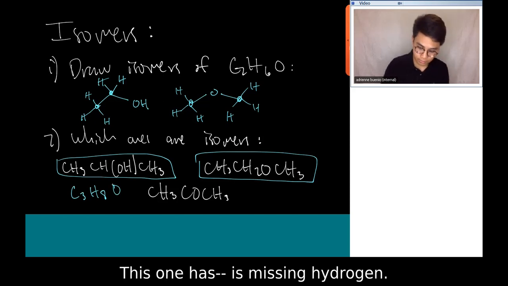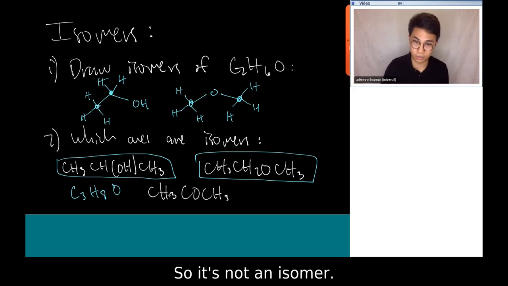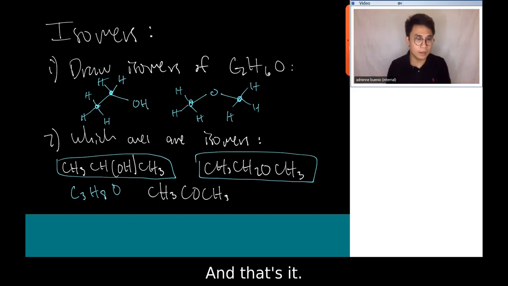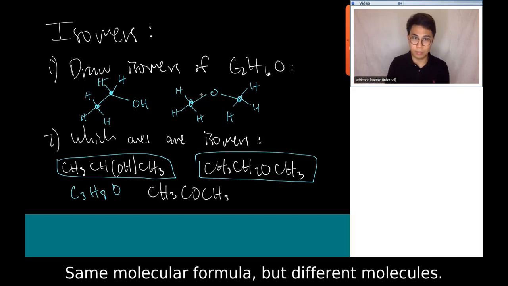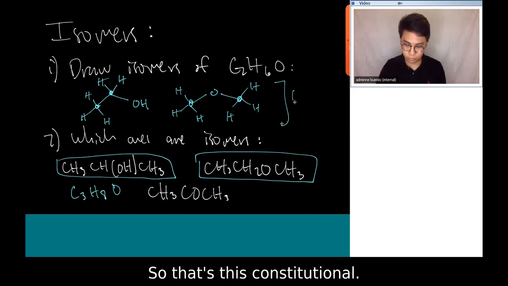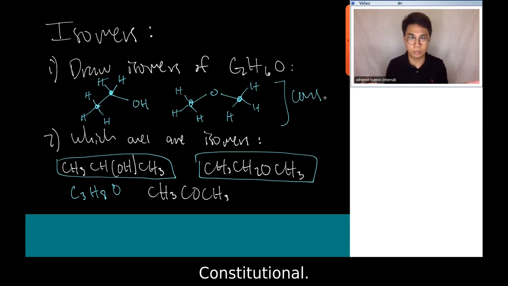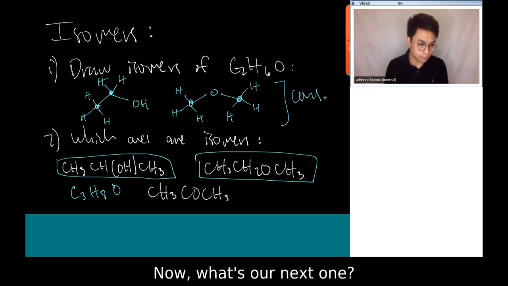This one is missing hydrogens. It's missing two hydrogens, so it can't be an isomer. Same molecular formula, but like these two, different molecules, right? So this is constitutional. Constitutional. So, okay. Now, what's the next one?